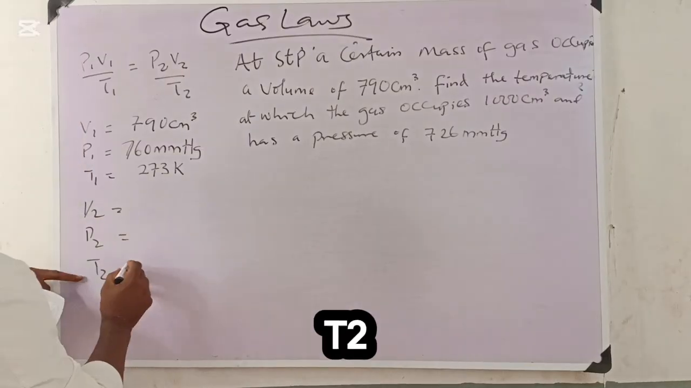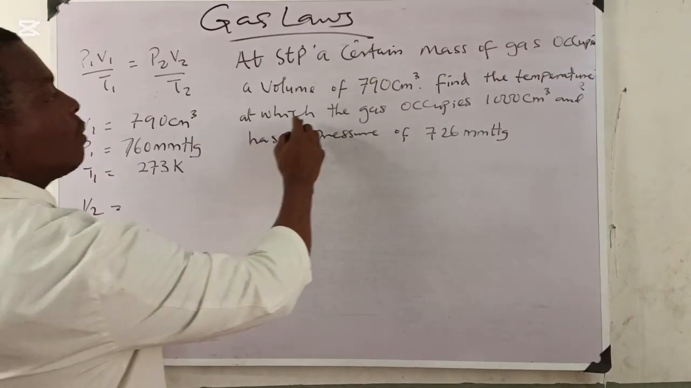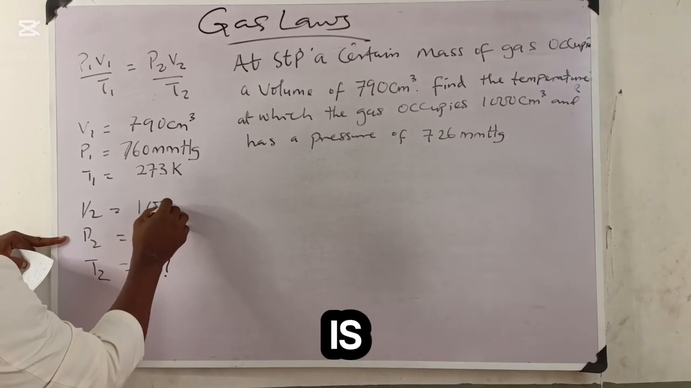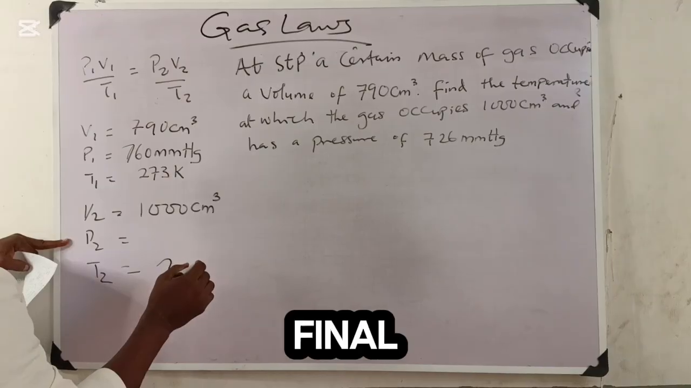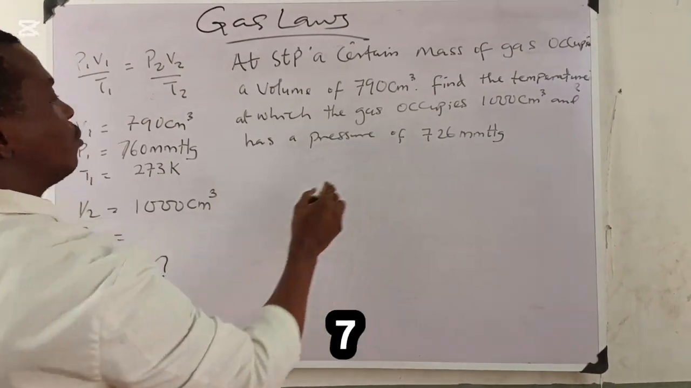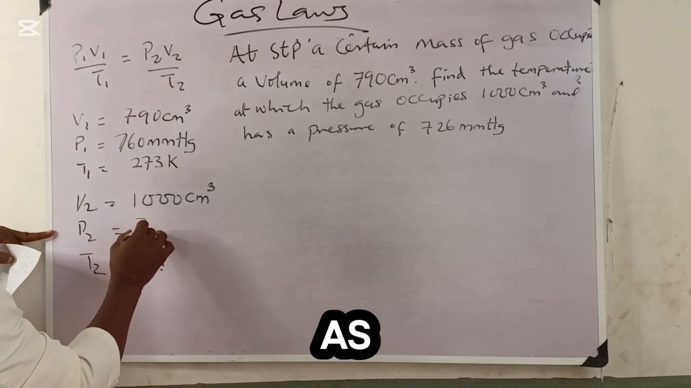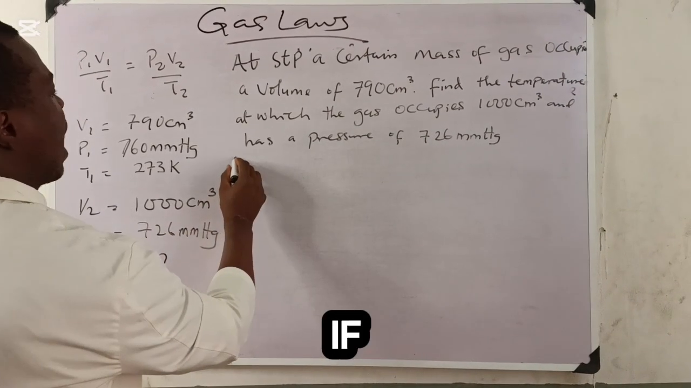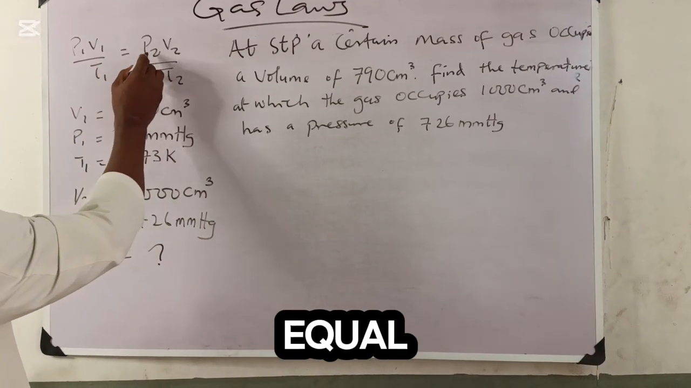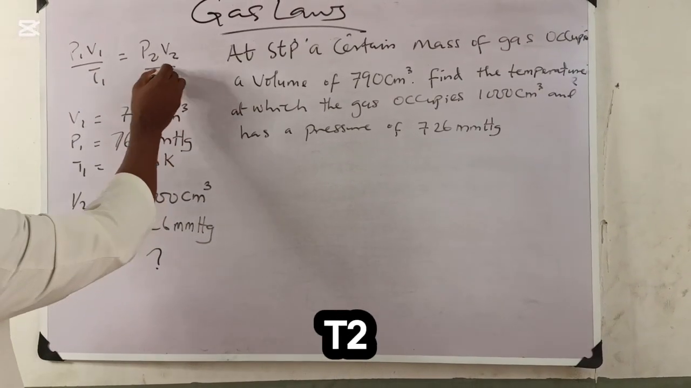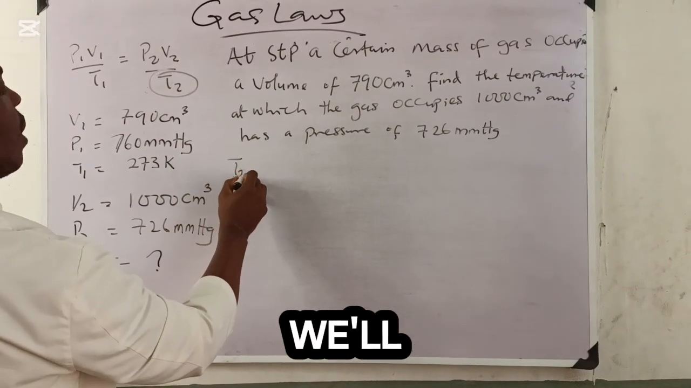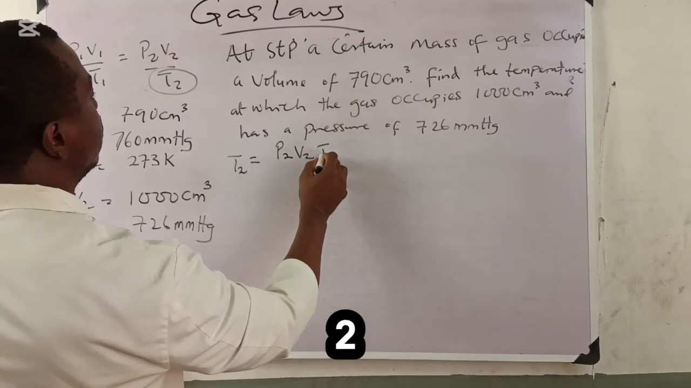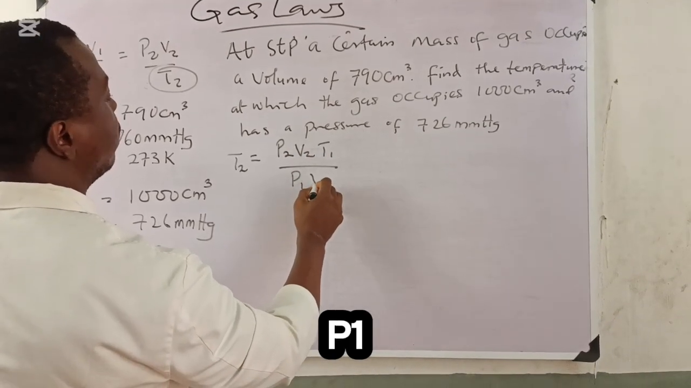Find the temperature. So, T2 is actually what we are looking for, at which the gas occupies 1000 cm³. That means the V2 here is 1000 cm³, which is our final volume, and it has a pressure of 726 millimeter mercury. So our final pressure as well is 726 millimeter mercury. Now, if we have P1 V1 over T1 is equal to P2 V2 over T2, and we are looking for T2, if we make T2 the subject of formula, we'll have T2 is equal to P2 V2 T1 all over P1 V1.